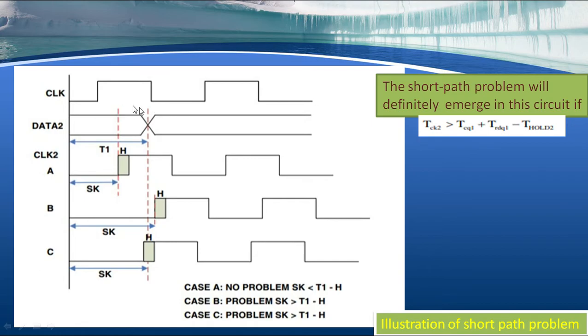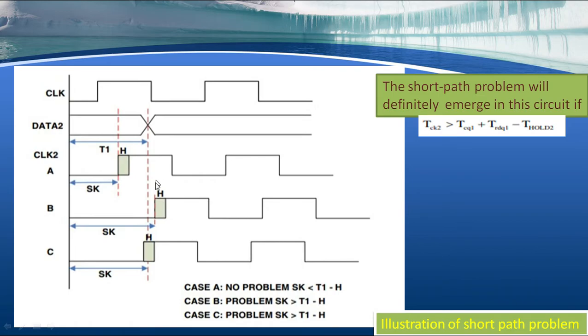This is the clock, this is data 2Q, this is clock 2. This is the hold time analysis, the short path part, we will discuss the same. See, case A, no problem. There is no problem when slack is less than T1 minus H, the hold timing. No problem.